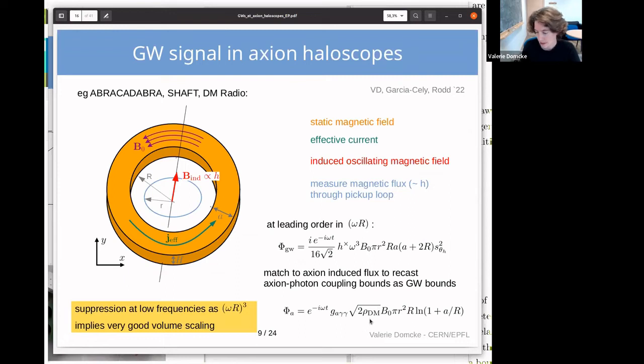The axion mass has basically been replaced here by the dark matter abundance, assuming that the axion is dark matter. And again, we have a volume factor which looks a bit different, but depends on the same parameter, and of course the external magnetic field.